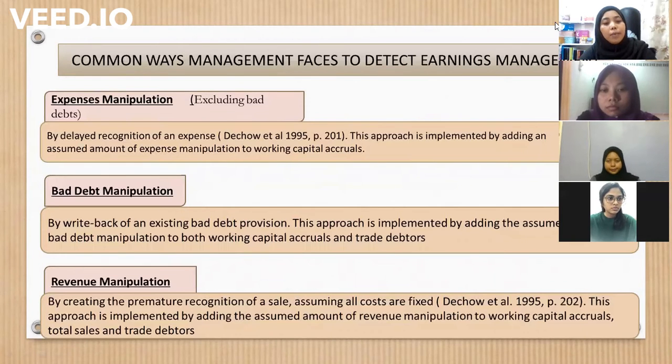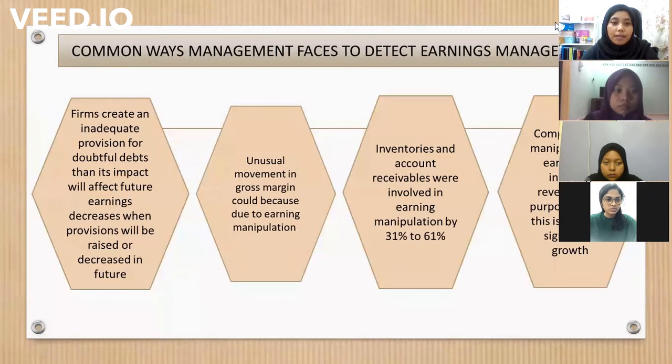For revenue manipulation, it is done by creating premature recognition of a sale, assuming all costs are fixed. It's also by Dechow et al., 1995, page 202. This approach is implemented by adding the assumed amount of revenue manipulation to working capital accruals, total sales, and trade debtors. A common risk is that firms create an inadequate provision for doubtful debt, which will impact future earnings, whether they decrease when the provision is raised or decreased in future.